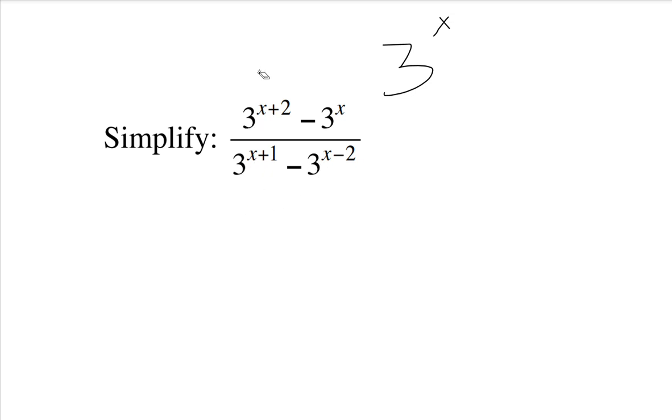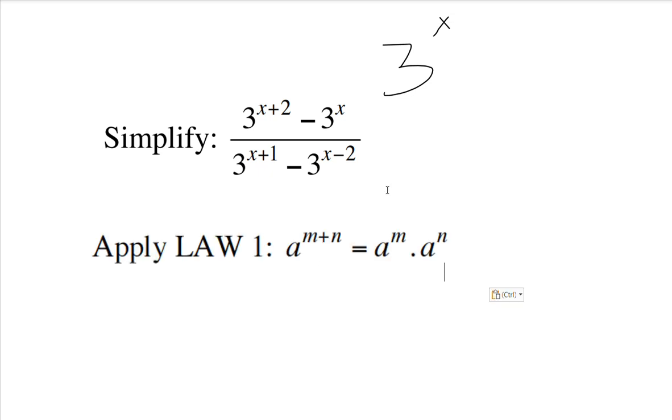Now we have to apply law 1 of exponents, which says a to the power m plus n is equal to a to the power m times a to the power n. So this is the law that we're going to apply here. I'm going to separate this by applying law 1. I just applied this law, so you just have to separate like I did here.